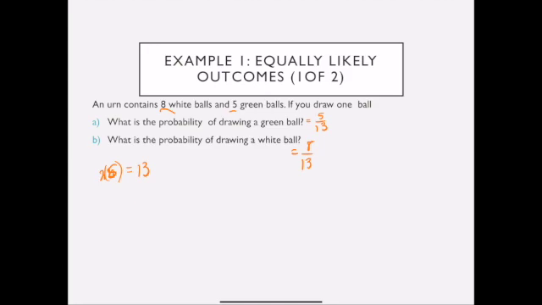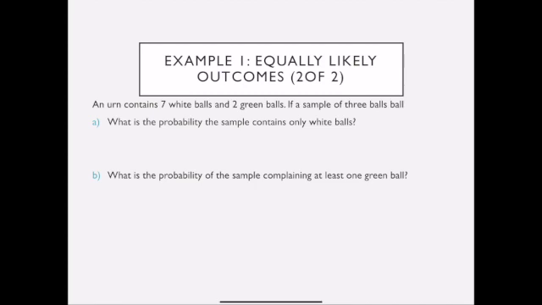So that was a nice, simple example. But what if I want to use some of the skills we learned in Chapter 5 about combinatorics? So let's say I have an urn with 7 white balls and 2 green balls. If a sample of 3 balls is chosen, what's the probability the sample contains only white balls? So the probability of this event occurring is going to be the number of samples with only white balls out of the size of my sample space.